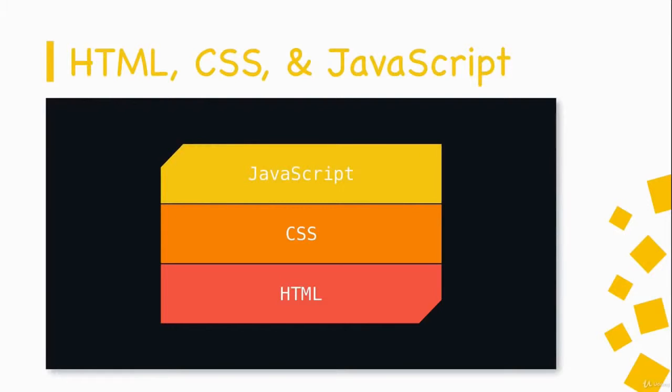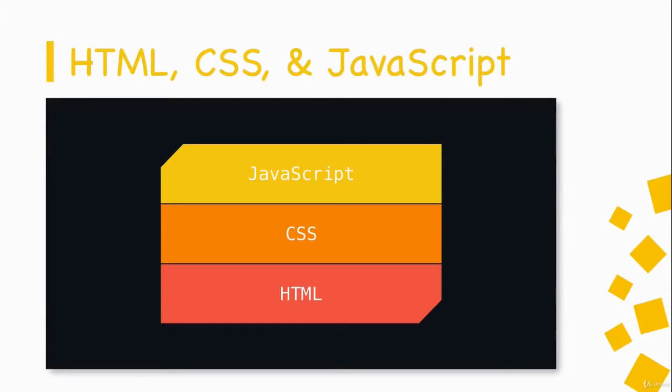And on top of that, we have JavaScript, because JavaScript is a programming language or a scripting language, and this language can be used to add dynamic behavior and interactivity to any web page or web application. So a web page that is otherwise static, using JavaScript, you can make it dynamic and interactive. And this sits on top of HTML and CSS.